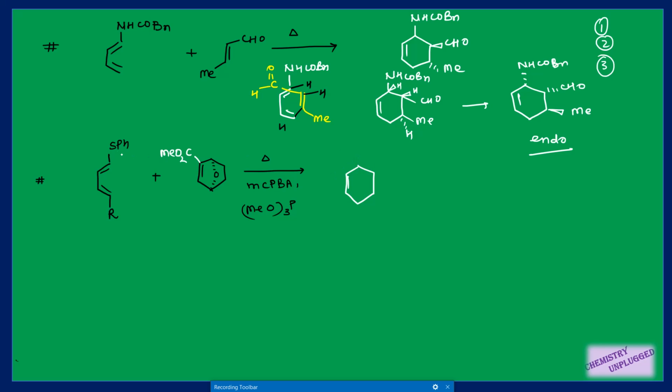So if these two groups are going out of the plane on the same side, then in the product also they will move on the same side, right? Now you can apply the endo rule, that the proton on this carbon and on this carbon will go on the same side and these two groups will go on the same side. According to the endo product, we should have a product like this, meaning this CO2Me group will also go above the plane, right? This one.